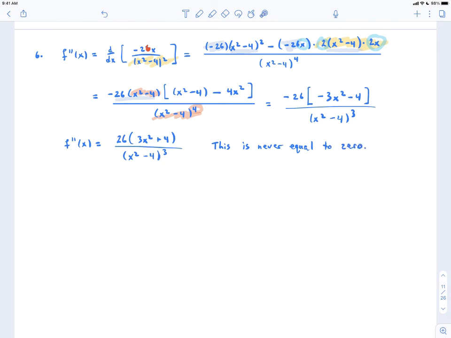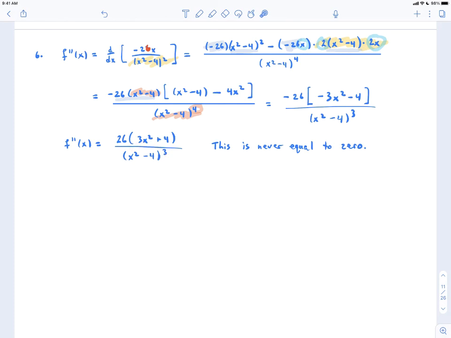The numerator is 26 times some quantity which is 3x squared plus 4. So this factor here is never 0. It's always bigger than or equal to 4, so it's never equal to 0. The denominator can be positive or it can be negative because we've got a cube here. But the thing is, the denominator can never make your rational expression 0. It can make it undefined.